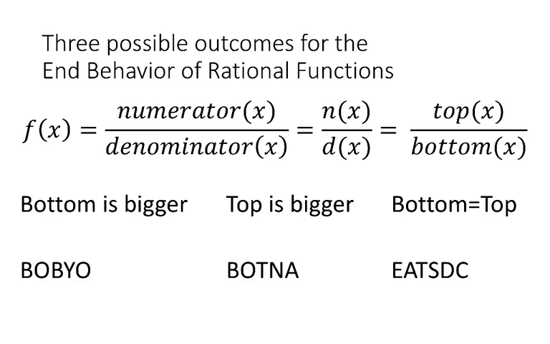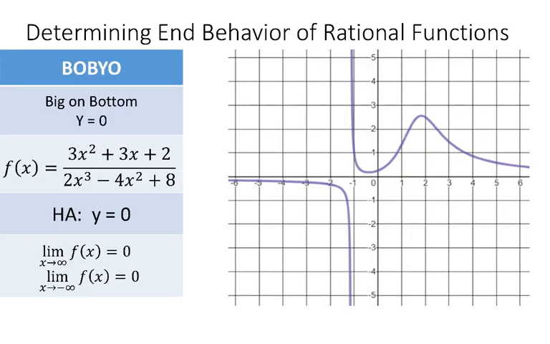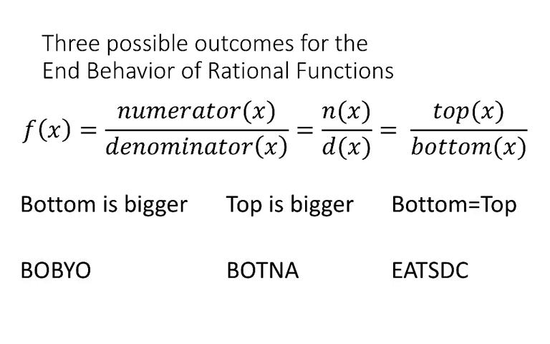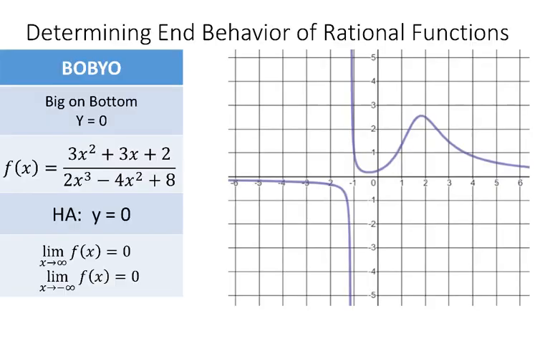So let's go through these outcomes. The first one, the bigger on bottom one, is called the Bob-Yo. As you'll see, this is one way to think about it. The others are the Bot-Na and the Eats DC. These all stand for something, and I'll show you what they mean. So let's do the Bob-Yo first.